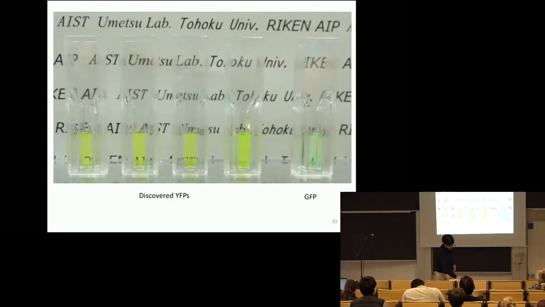So this is what we did. This is the original GFP, and we used Bayesian optimization to make it yellow. We changed the wavelengths of GFP and created really new YFPs, which are yellow fluorescent proteins.